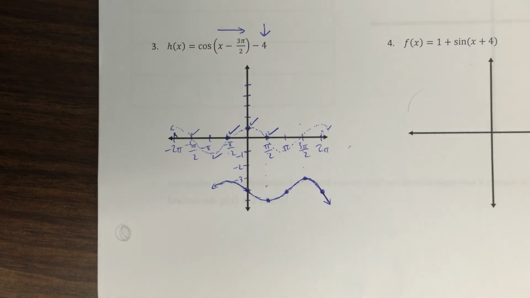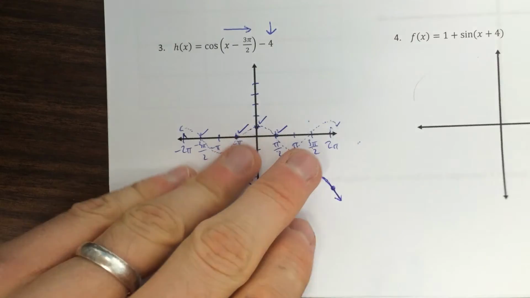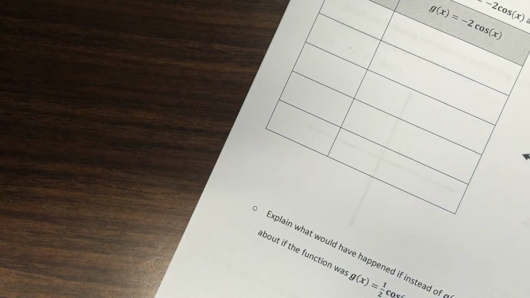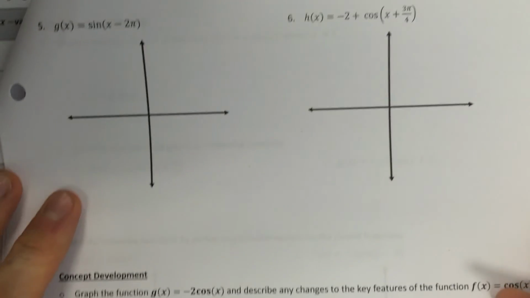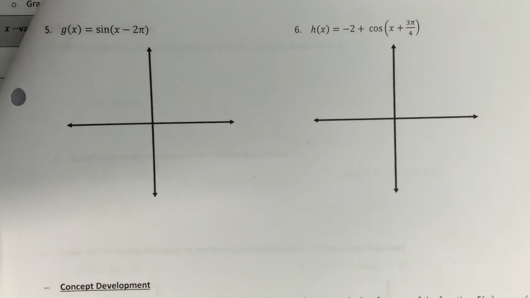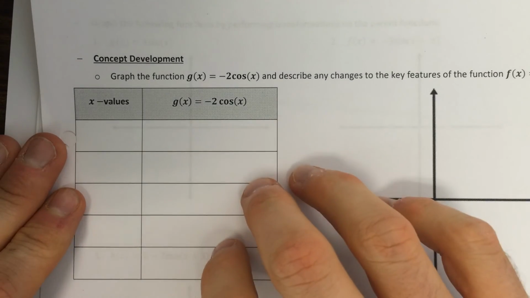Now, I would definitely recommend going further, 4, 5, and 6. Try to graph number 4 using what we talked about in number 1 up here. Do 5 and 6, try them, and then stop here. This is for the next class.